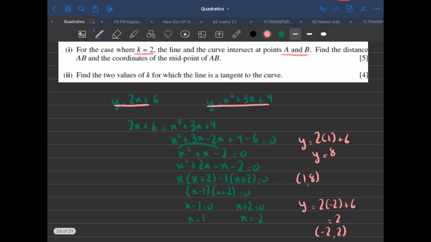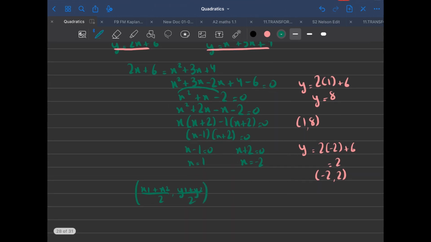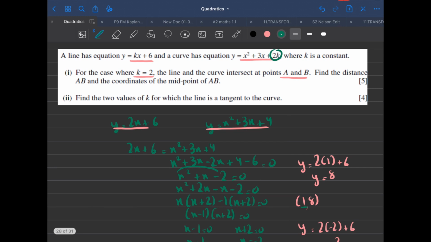Now in the next part you are supposed to find the midpoint of AB. We all know the midpoint formula is this: x1 plus x2 upon 2 comma y1 plus y2 upon 2. So x1 here is 1, minus 2 upon 2 comma 8 plus 2 upon 2. Got this? So my answer is minus 1 upon 2 comma 5. Do you get this?